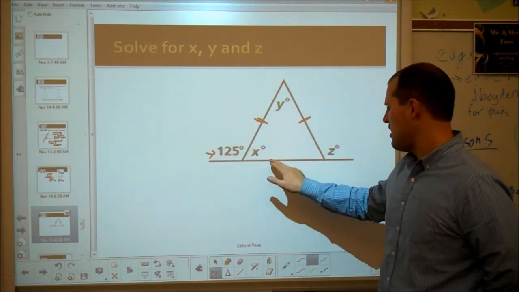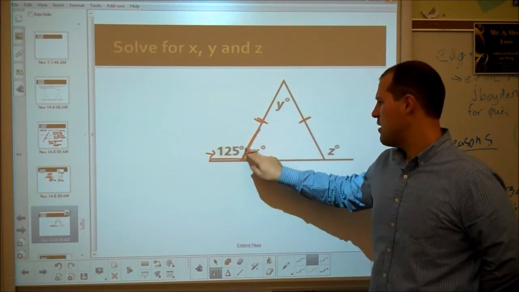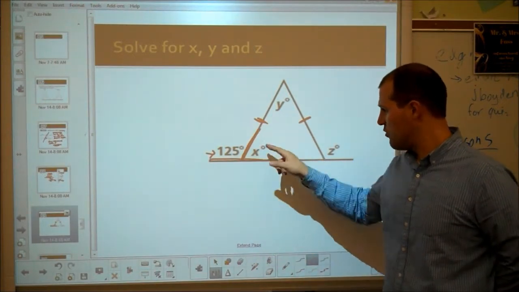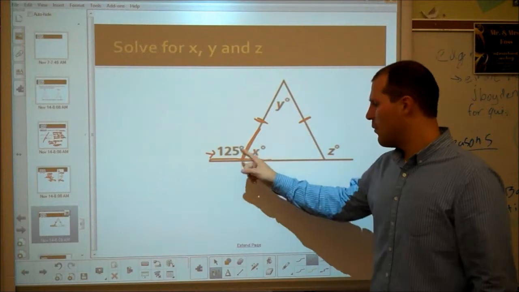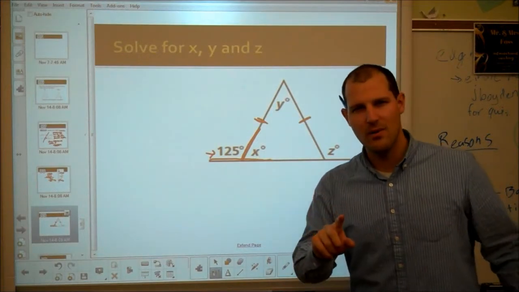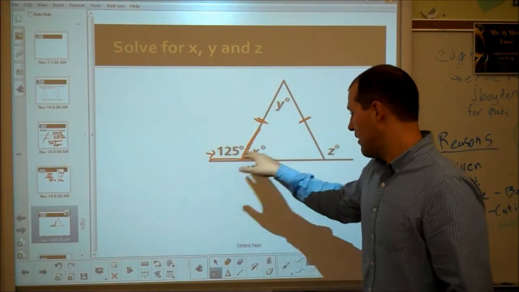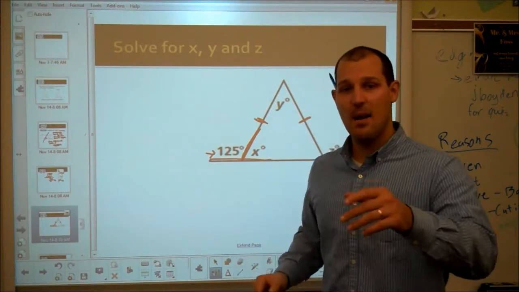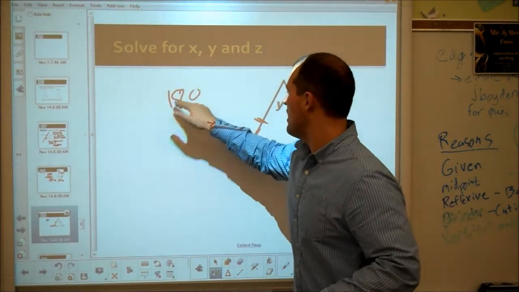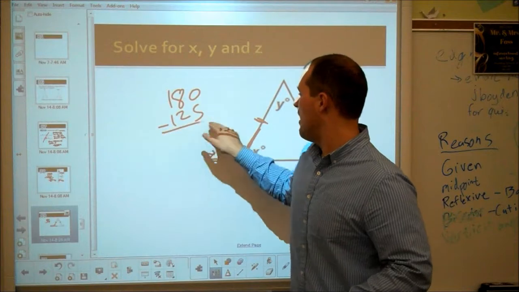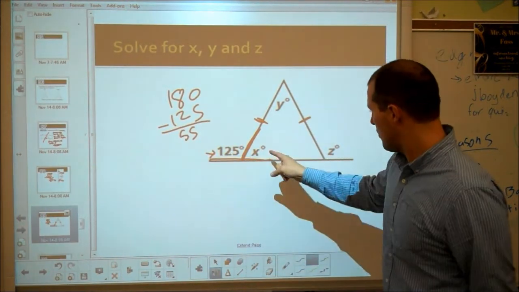And if you look right here, we have a linear pair. A line with two angles on it. And we know that those always add up to, wait, are they congruent or do they add up to something? Linear pairs are always supplementary. It means they add up to 180. So what we're going to do is 180 minus 125, and that's 55. Okay, so now we know x.